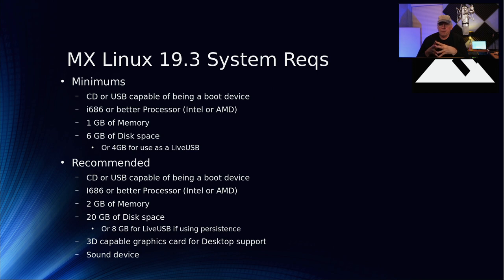The minimums for this release are a CD or USB capable of becoming a boot device. You need an i686 or better processor. Of course, that's an Intel nomenclature, but I don't remember which AMD processor that matched up to, it's been so long. You'll need 1 gig of memory and 6 gig of disk space. And if you're going to use this as a live USB, you'll need about a 4 gig USB stick or greater.